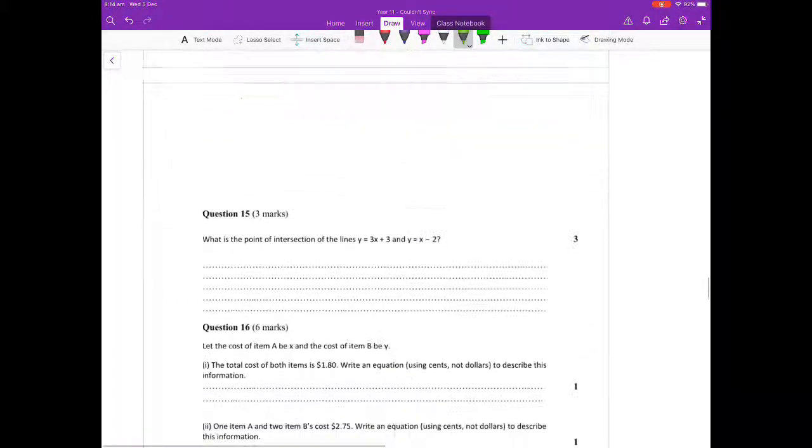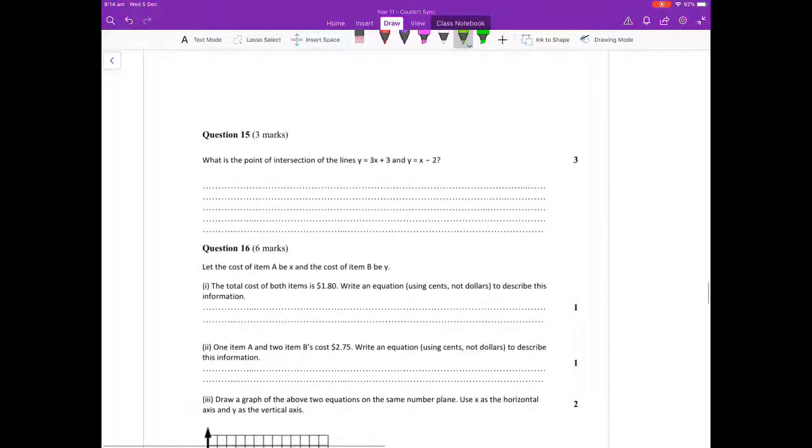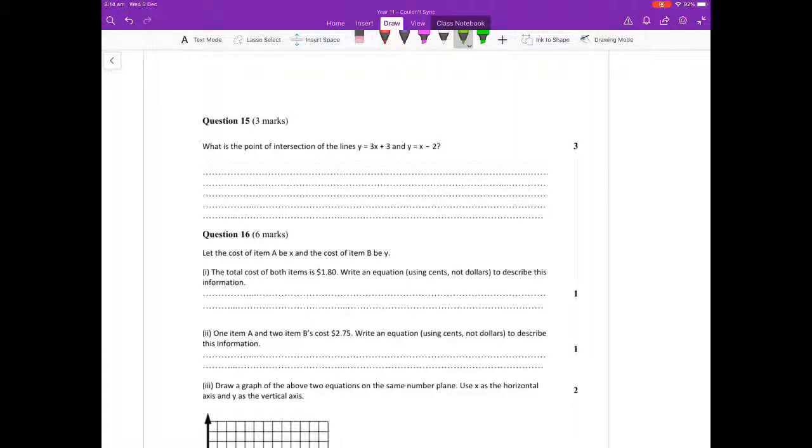Alrighty, another point of intersection, we have y equals 3x plus 3 and y equals x minus 2. Hey, guess what? Y equals, so they equal each other. Yay! 3x plus 3 equals x minus 2. Let's take an x away from both sides. We got 2x. I'm going to take that 3 away in a sec as well.